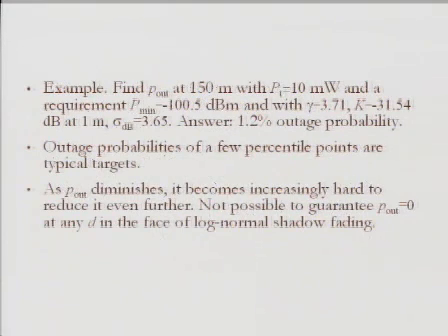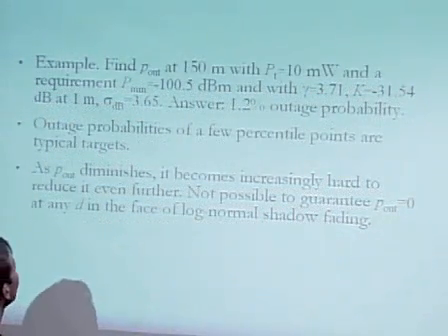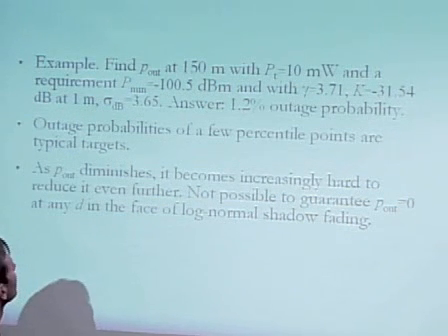Okay, so actually let's go through a quick example. Maybe that will help. Let's suppose we want to find the outage probability at 150 meters. So D is 150, with the transmit power being 10 milliwatts. And we need a requirement of minus 100 and a half dBm. That's the sensitivity. And gamma is 3.71.